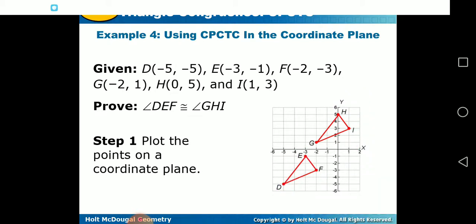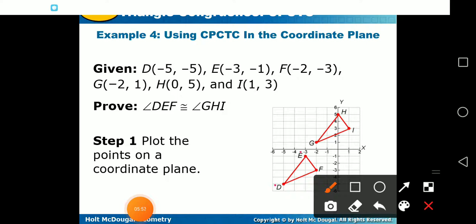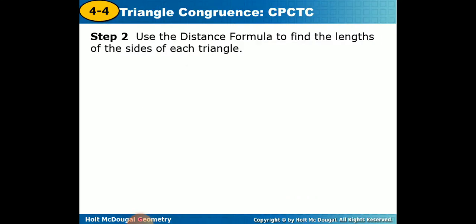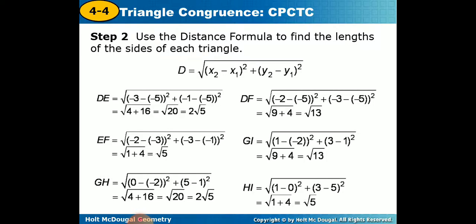After that, what does it ask me to do? It asks me to prove that DEF, and see, where is DEF? DEF, this angle, is congruent to which angle? GHI. I will see how many units this segment is. Here I have EF and GI. I will use the distance formula. I can count from the coordinate plane, or I can use the distance formula.